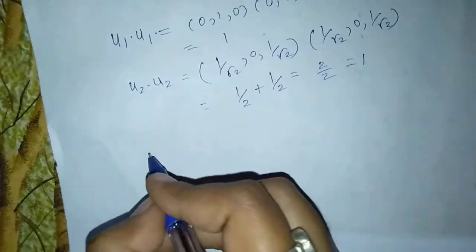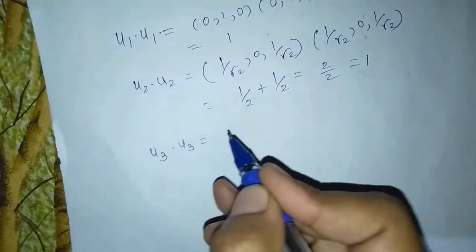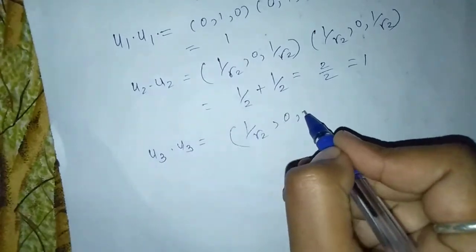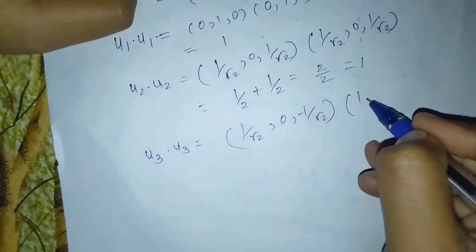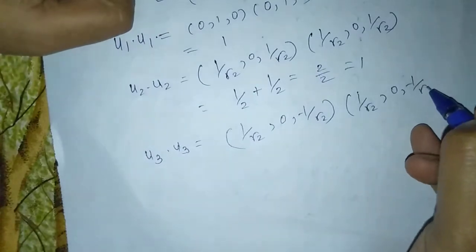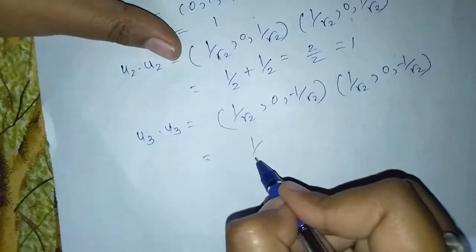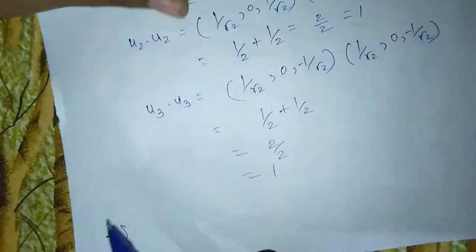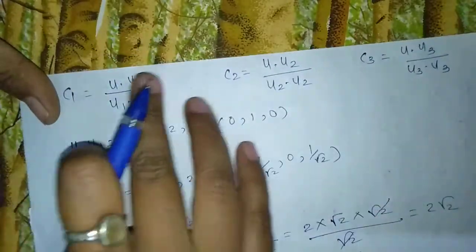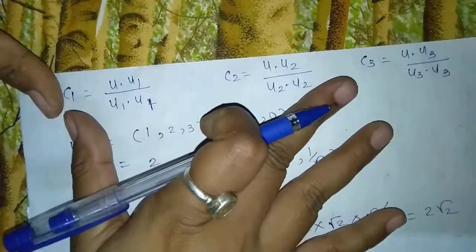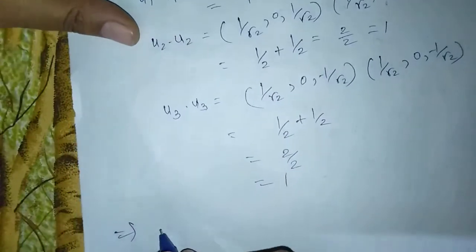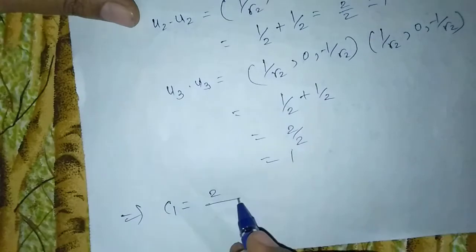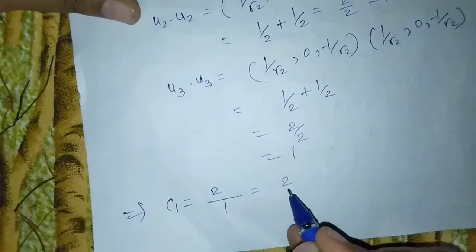is equal to 1. u3 dot u3 is equal to (1/√2, 0, −1/√2)·(1/√2, 0, −1/√2), which is equal to 1/2 plus 1/2, equal to 2/2, equal to 1. Now, by putting the values of these in this formula, we get the values of C1, C2, C3. C1 is equal to u dot u1 upon u1 dot u1, which is nothing but 2 upon 1. So C1 is equal to 2.